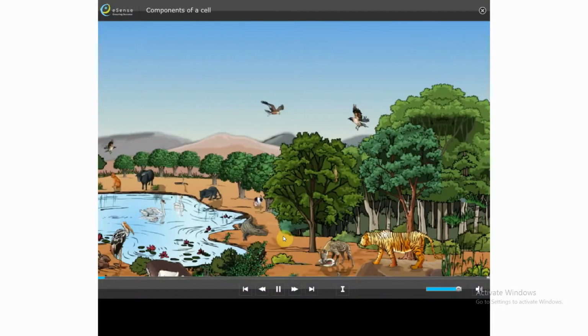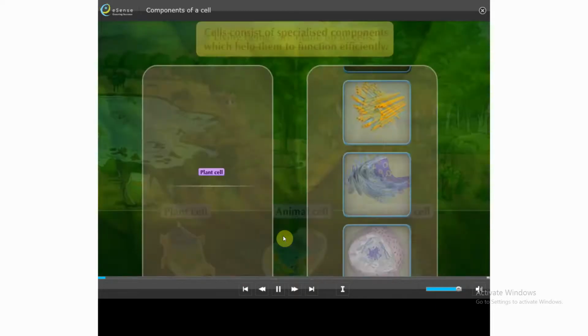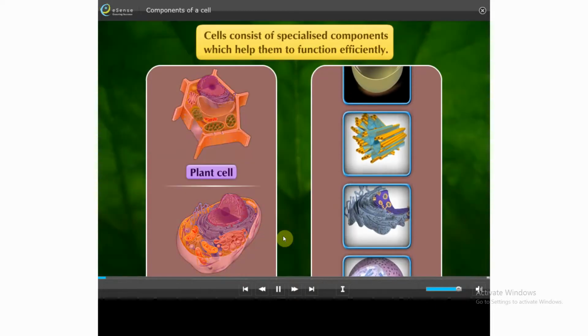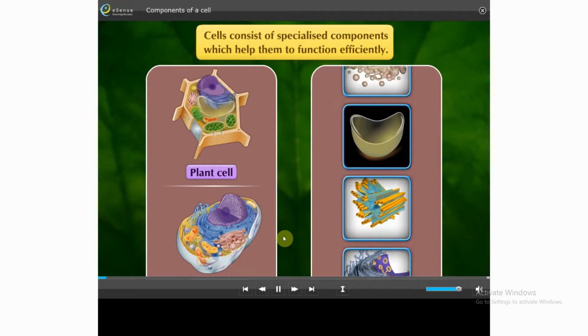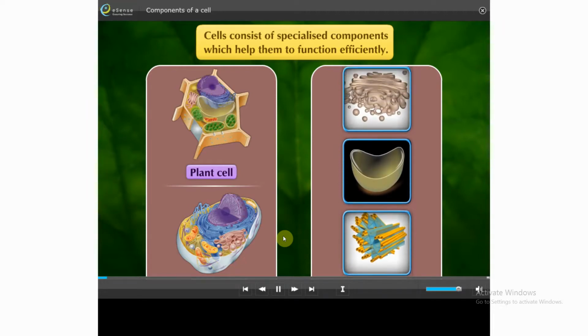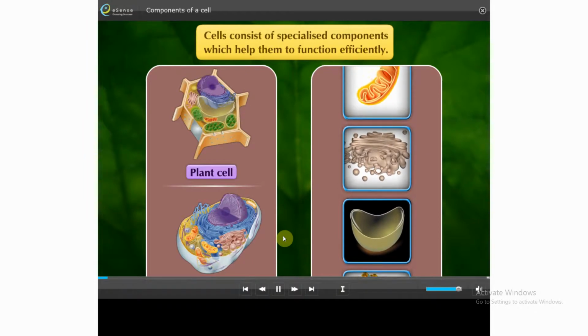We all know that living beings are made up of cells. These cells consist of specialized components which help them to function efficiently. Come, let us quickly list the components of a cell present in these living beings.